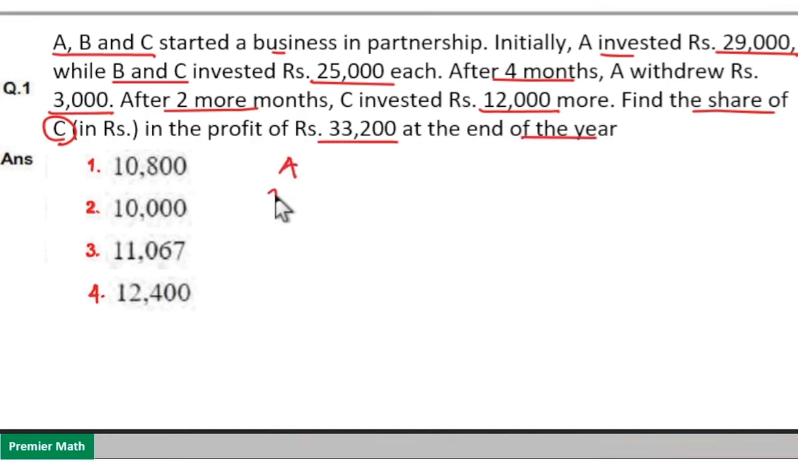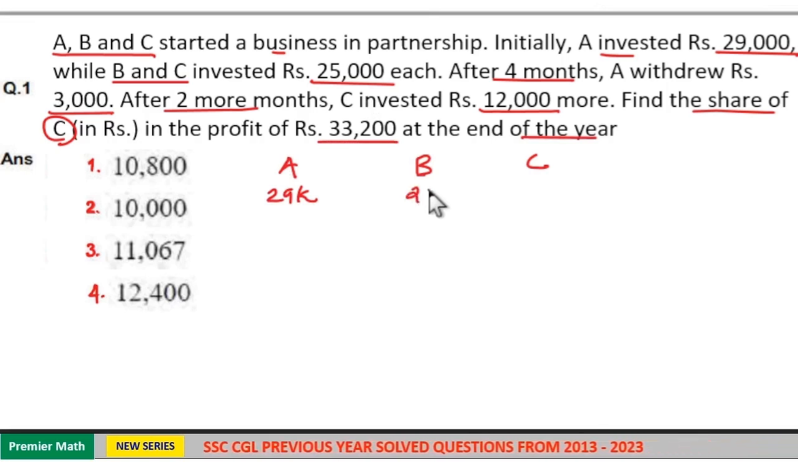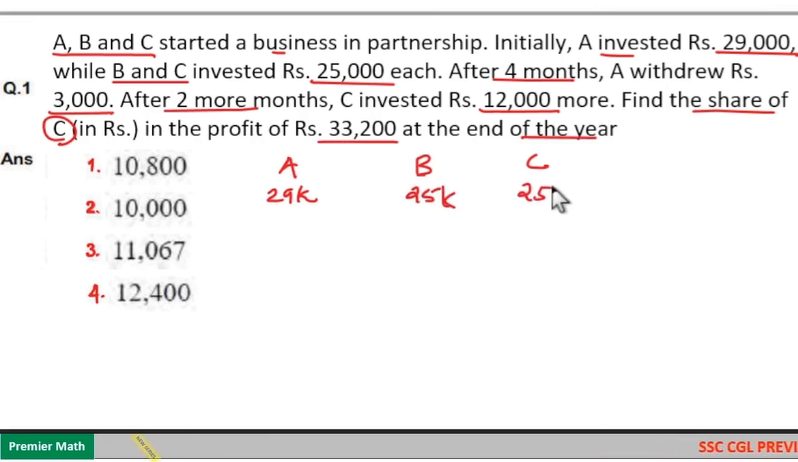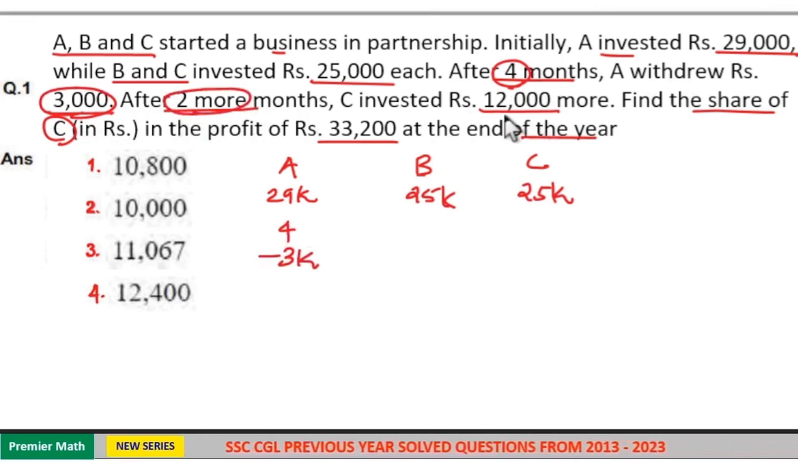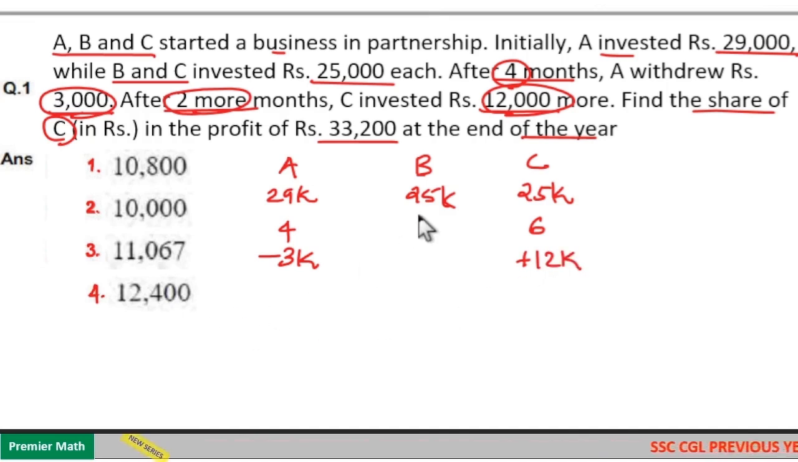Here A invested 29,000 and B and C invested 25,000 each. Now, after 4 months, A withdrew rupees 3,000. After 2 more months, that is after 6 months, C invested 12,000. Which means B invested for 12 months.